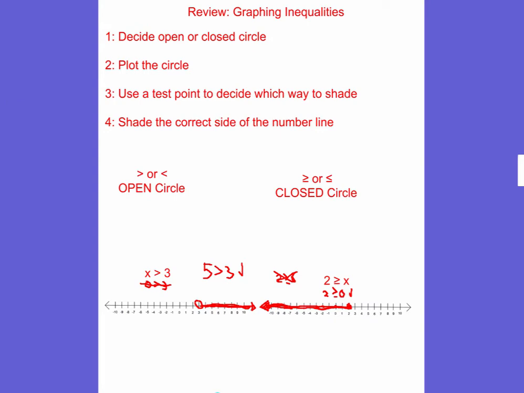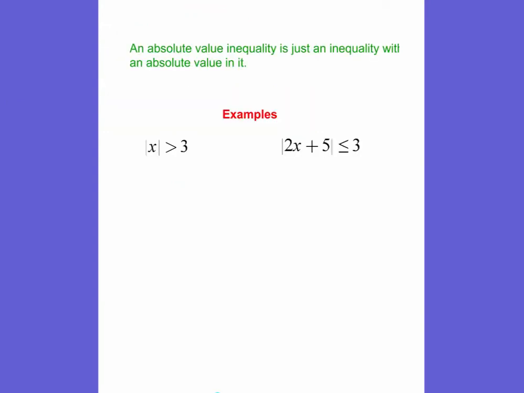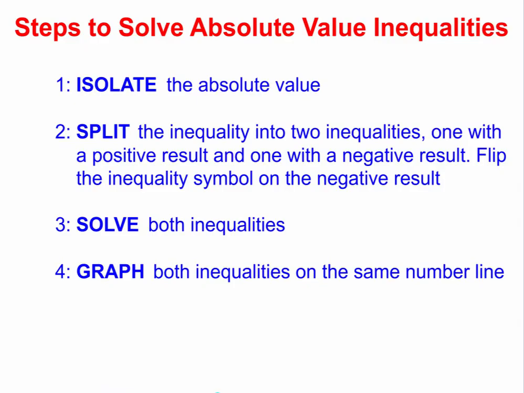Let's now talk about absolute value inequalities. An absolute value inequality is just an inequality with the absolute value in it. Similar to an absolute value equation, it just has an absolute value. Some examples are: absolute value of x is greater than 3, or absolute value of 2x plus 5 is less than or equal to 3. All these are inequalities with absolute values in them. So let's talk about how to solve one.